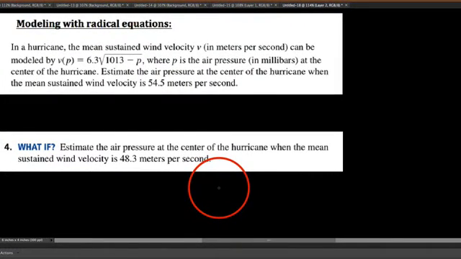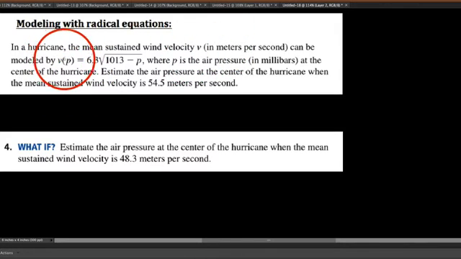Okay, YouTube, as we're exploring solving radical equations, it's an appropriate time to look at a model that involves a radical in its equation. So let's go ahead and consider this model that we've got written right here and see what we can do with it. It says in a hurricane, the average or the mean sustained wind velocity v, which is being measured apparently in meters per second, can be modeled by this right here.